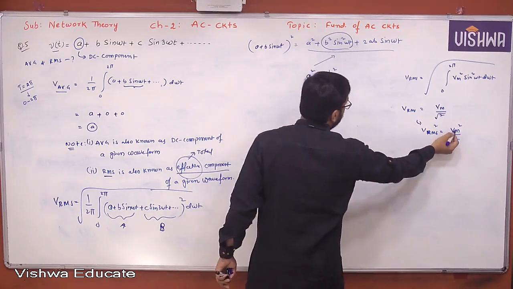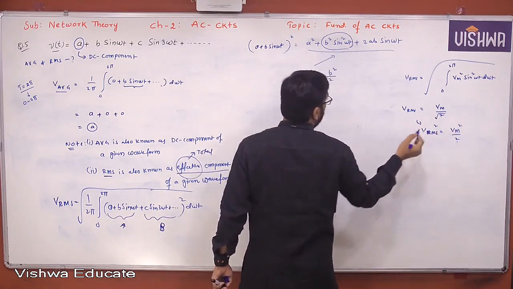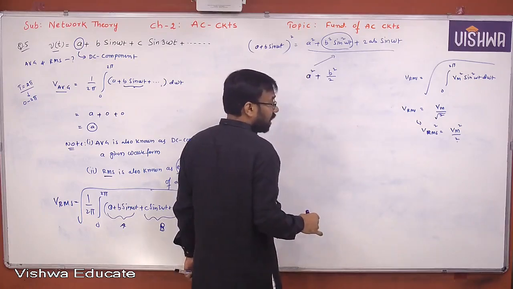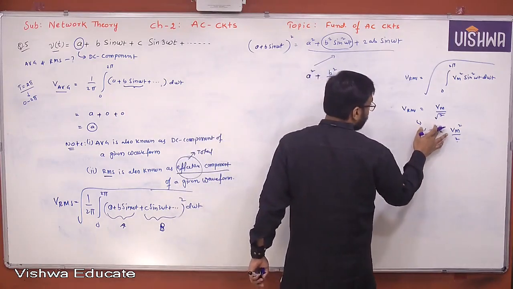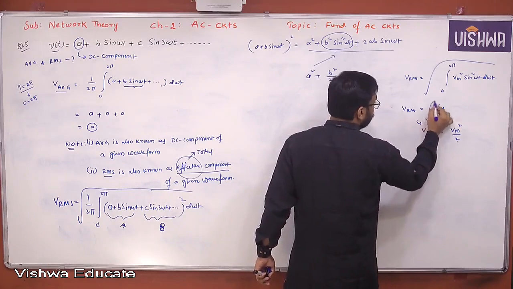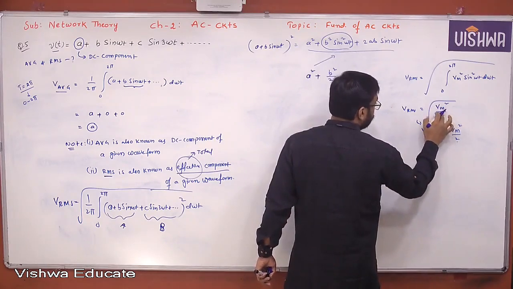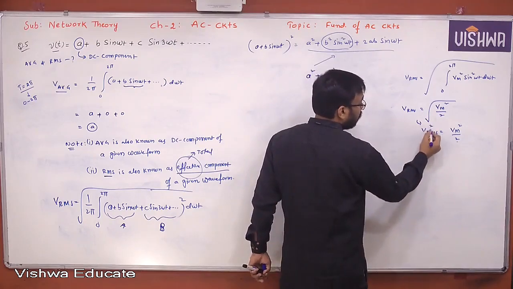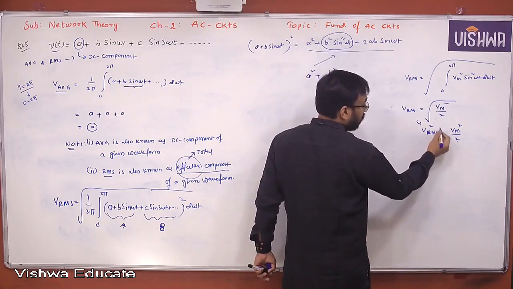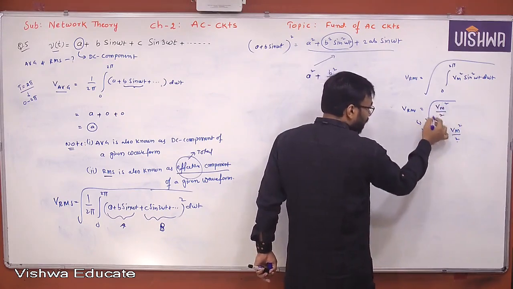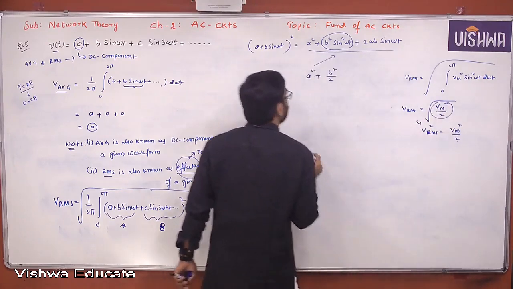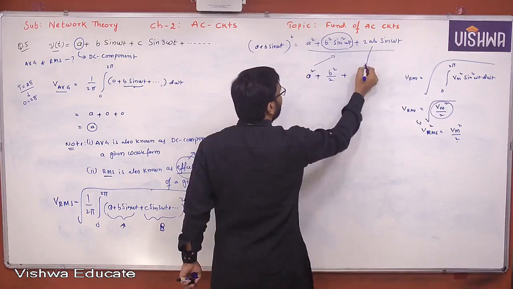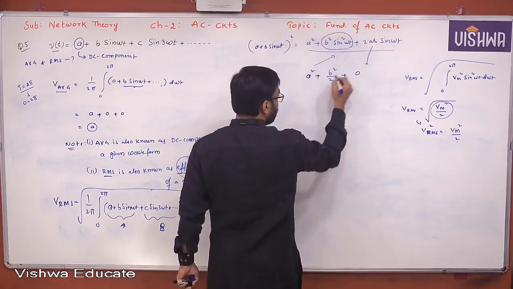Just like Vm square by 2, within the root only it is there, right? That is why you get something like this. Otherwise, you can say VRMS square is equal to V max square by 2. But what is there within the root component here? V max square by 2, plus this value, because sin omega t from 0 to 2 pi is becoming 0.